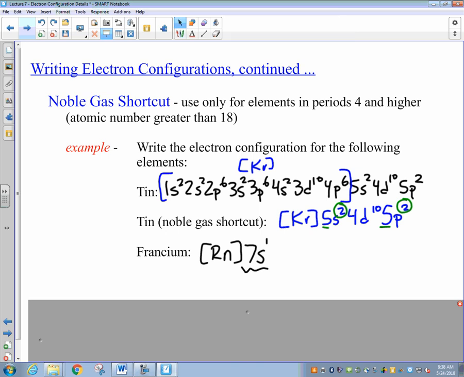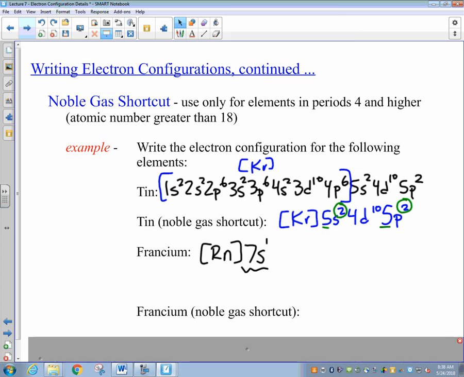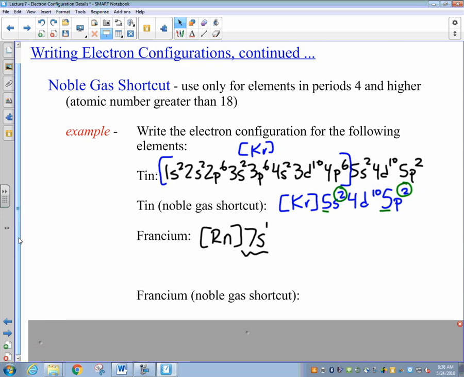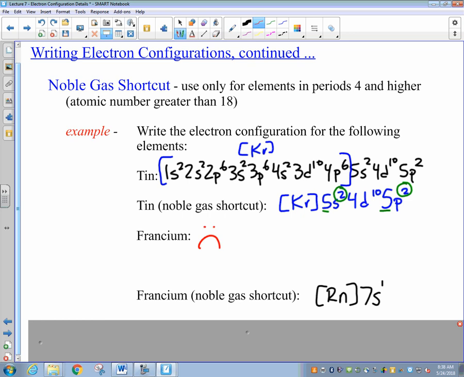All right, so again, go ahead and use that noble gas shortcut from here on out, rather than writing out that whole mess. If you want to do the whole mess out there, you're certainly welcome to do so. But I would say, let's just skip that whole mess and recognize the shortcut is way, way faster.